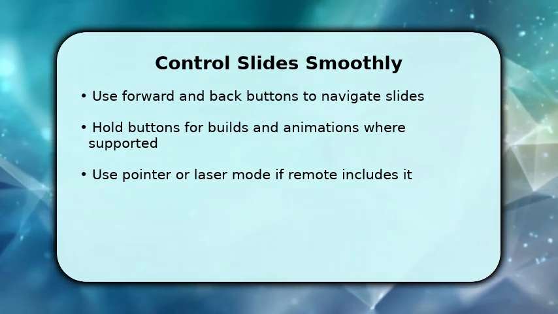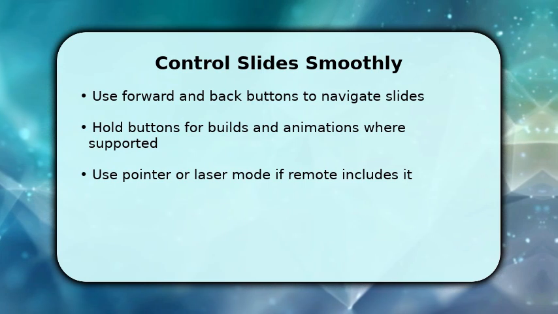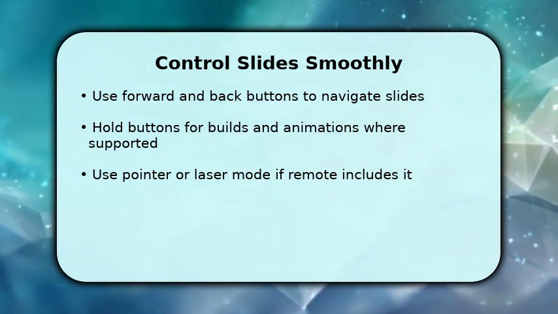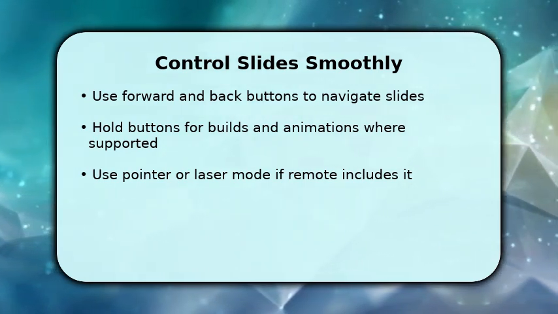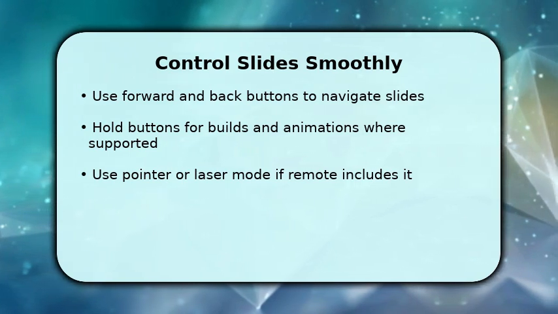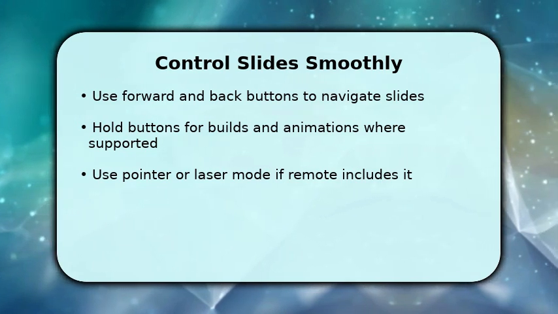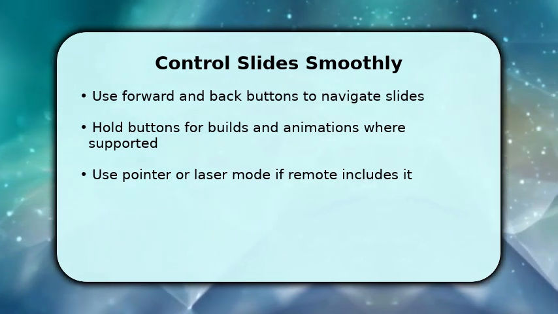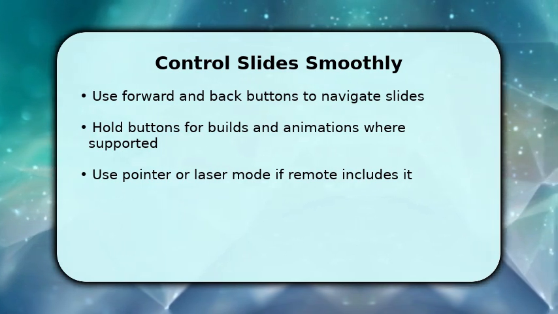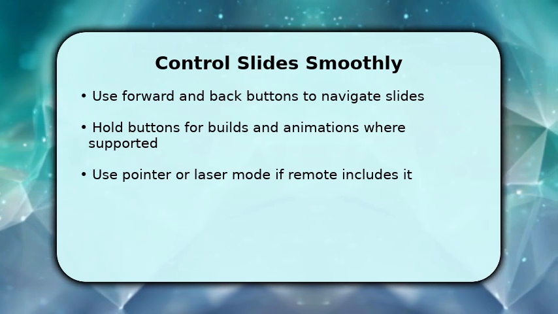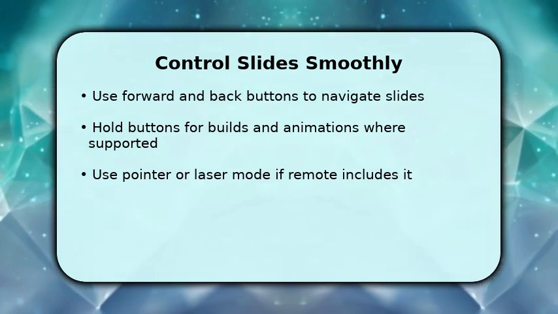For animated builds, press and hold if Keynote supports press and hold for progressive reveal, or use the slide advance to trigger each build. If your remote has a pointer or laser feature, toggle it to highlight content during remarks. Once you feel the timing, rehearse transitions at presentation pace to sync narration and animation. Complete your presentation confidently by using the remote stop or escape command to exit play mode.